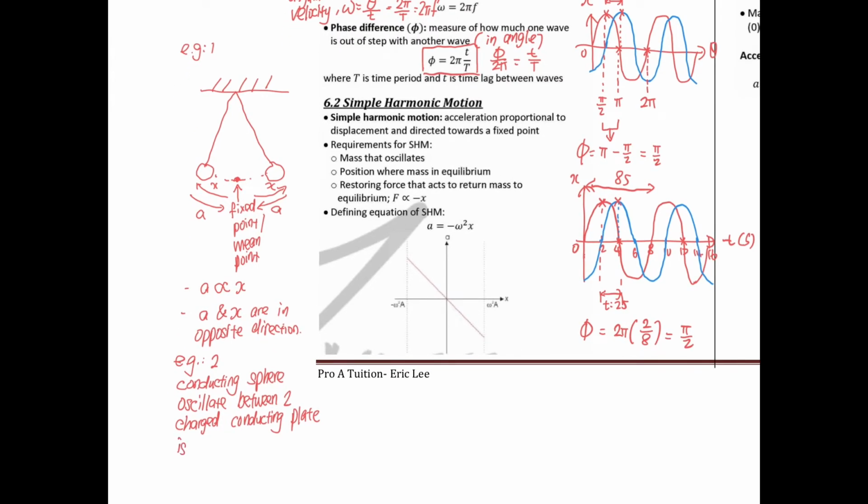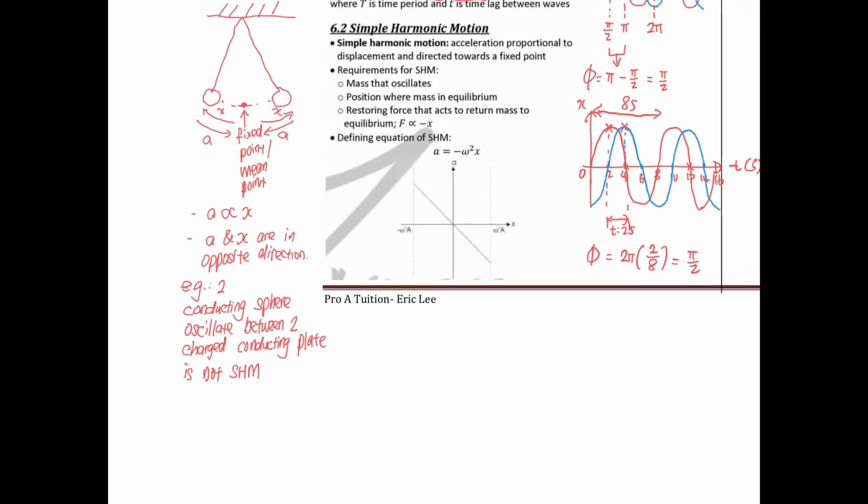So this is not simple harmonic motion. Imagine you have a positive plate and a negative plate. Let's say this is positive, and this is negative. Then this is the ceiling, and this conducting sphere is oscillating here and here. This is not simple harmonic motion because the oscillation is not due to the mass, it's due to the charge over here and there.